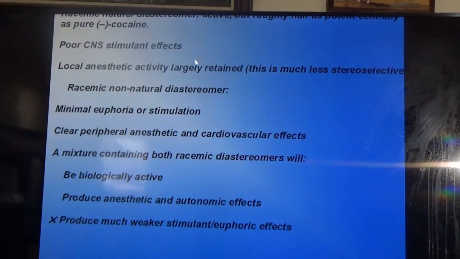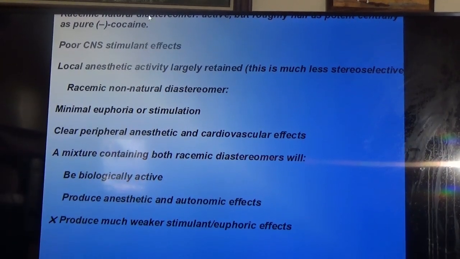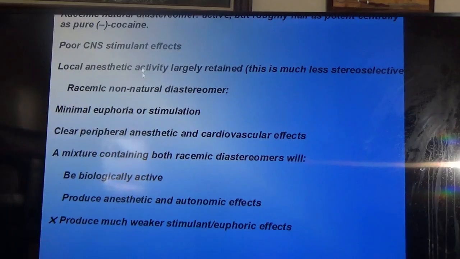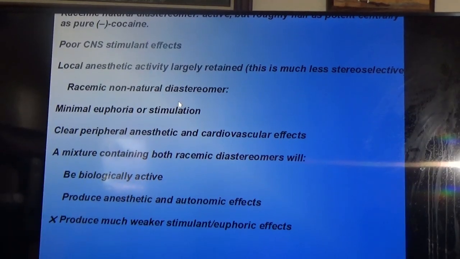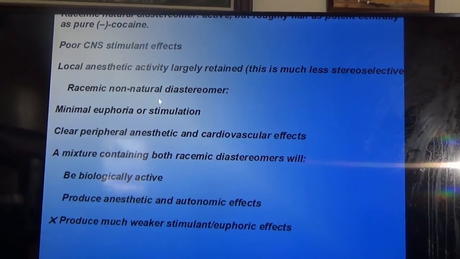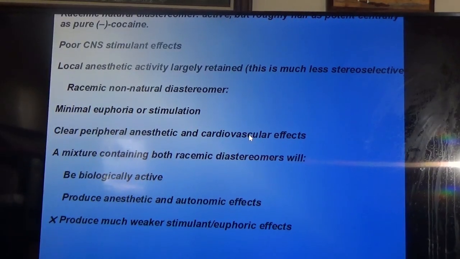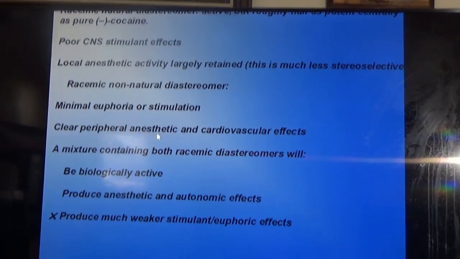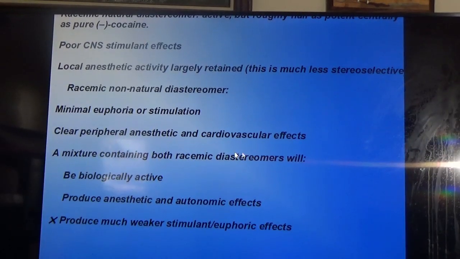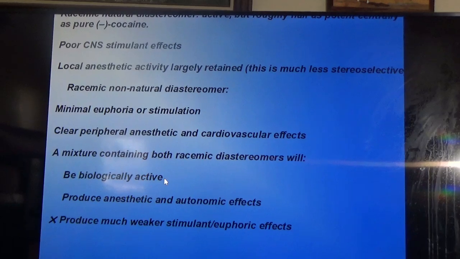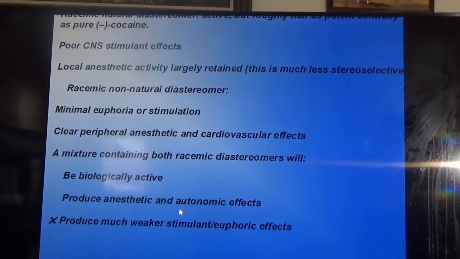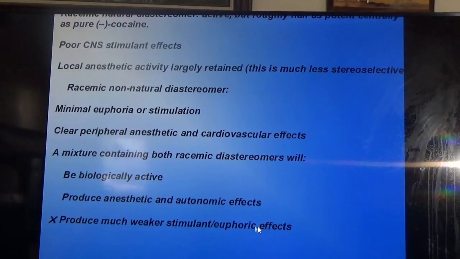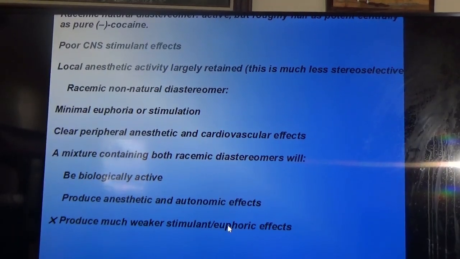So racemic cocaine is a poor CNS stimulant. It's a mixture, so it's a poor CNS stimulant. Local anesthetic activity is retained, but less. For the racemic non-natural diastereomer, there is minimal effect. So what you make in the lab with 4 isomers is minimal for stimulation. A cardiovascular effect is there, and it has an anesthetic effect. A mixture containing both racemates will be biologically active but produce less autonomic effect. Much weaker euphoric or stimulant effect, therefore less addictive.